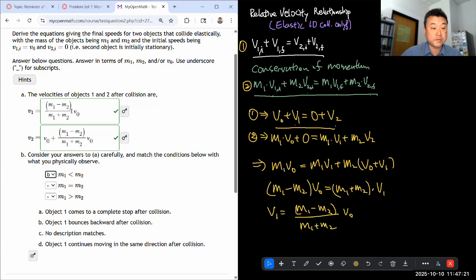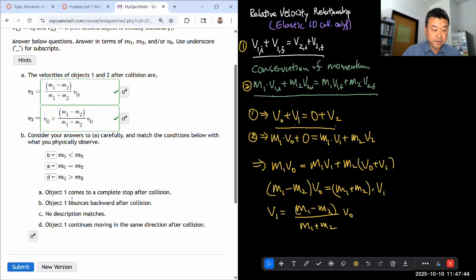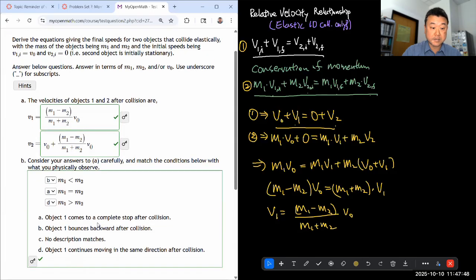M1 equal to M2. So V1 will become 0. So object 1 just comes to a stop. Comes to a complete stop. Yeah. So that's A. M1 greater than M2, so that's where the V1 is positive, meaning object 1 just continues to move forward just at a slower speed, having transferred some energy into object 2. That should be right. C shouldn't match anything. Good. So this is the third question.